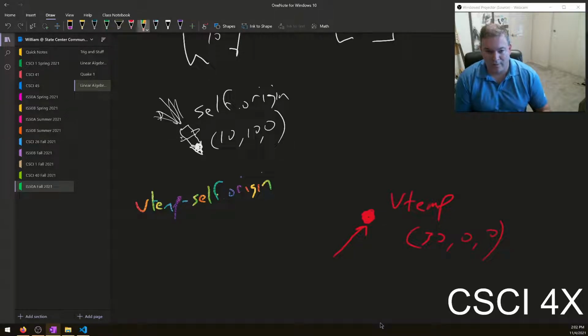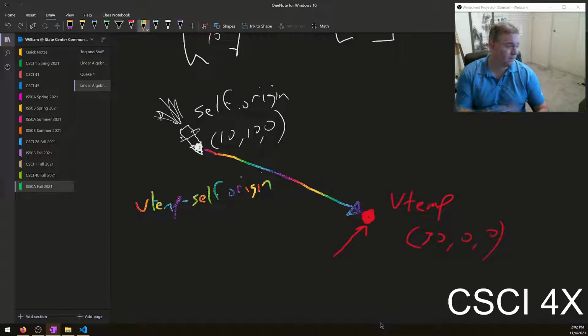So what a displacement vector is, it's trying to create a vector from the rocket towards vector temp. And we use displacement vectors for 2 things. 1, how far away are we from the laser dot? 2, what direction is the laser dot?